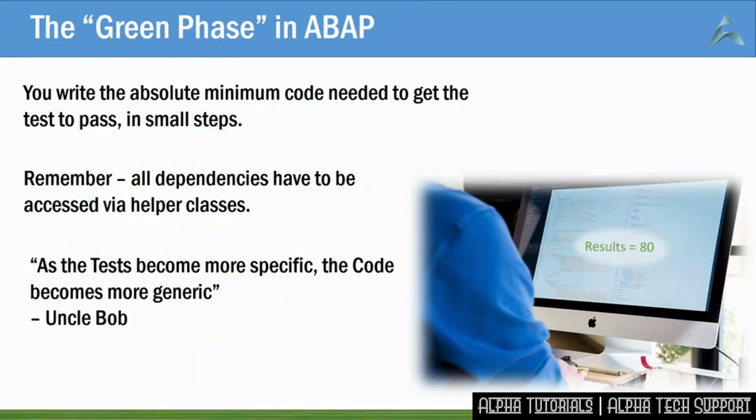At this point, our test is still failing, which is not surprising, because although we have an implementation in the class under test for the method being tested, it is blank. So of course the test fails. At this point in the green phase, you write the absolute minimum code needed to get the test to pass.